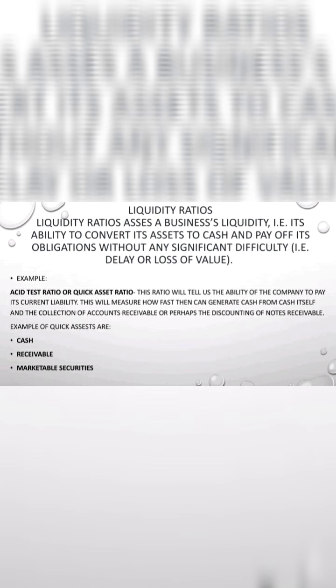Example, acid test ratio or quick acid ratio. This ratio will tell us the ability of the company to pay its current liabilities. This will measure how fast it can generate cash from cash itself, the collection of accounts receivable, or perhaps the discounting of notes receivable. Examples of quick assets are cash, receivables, and marketable securities.